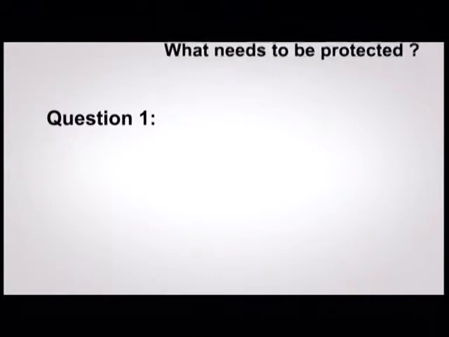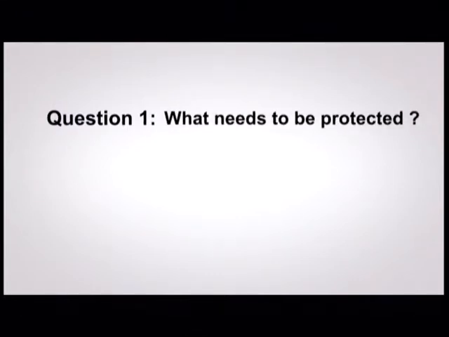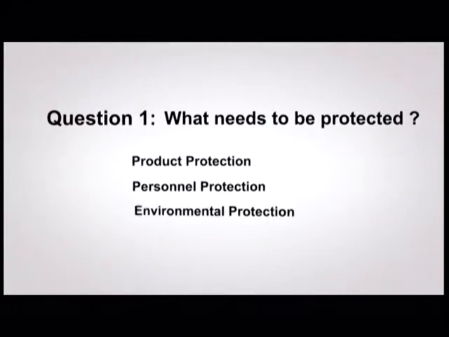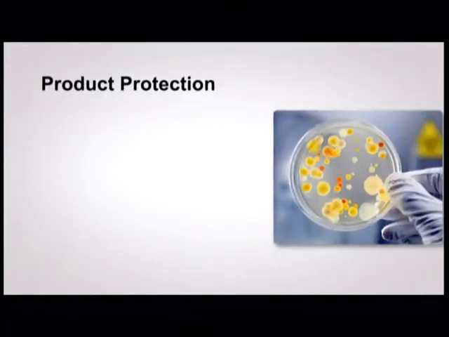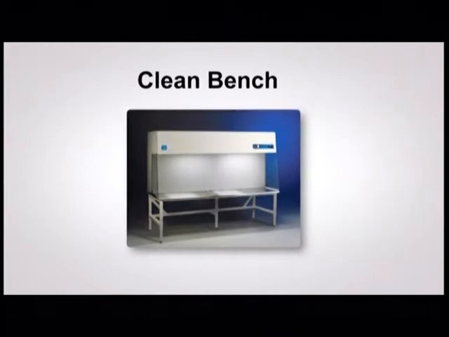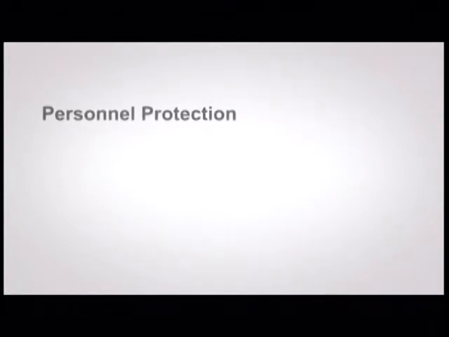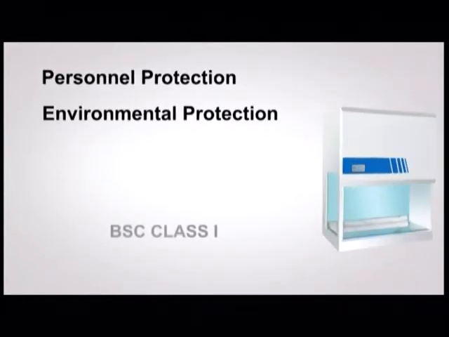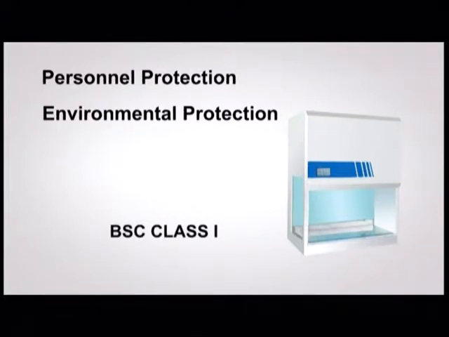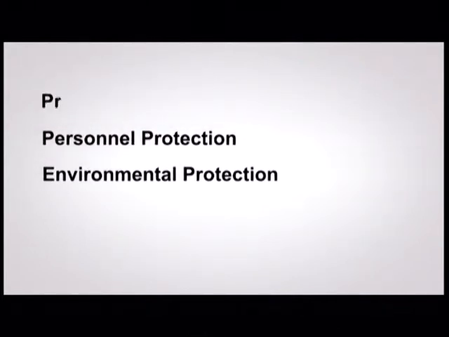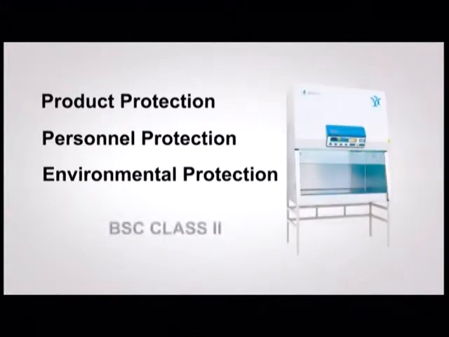Question 1. What needs to be protected? If all that is needed is product protection, the user or purchaser should ask, is it for the product, personnel, or environmental use for things such as preparing culture media? Then a clean bench, which is not a BSC, may be the unit of choice. If there is a need to protect personnel and the environment, the Class 1 enclosure offers a simple and economical solution. The limitation of the Class 1 cabinet is that it does not provide product protection. To achieve personnel, environmental, and product protection, the most efficient cabinet to use is the Class 2 BSC.